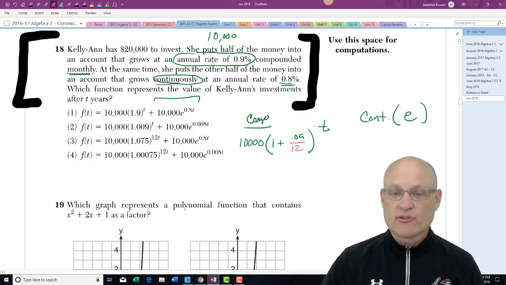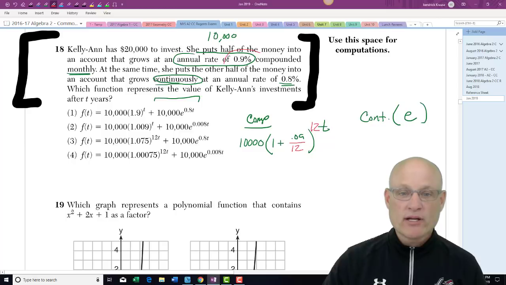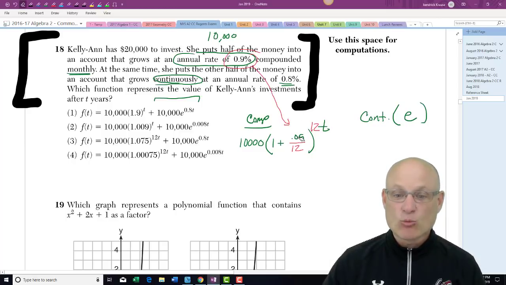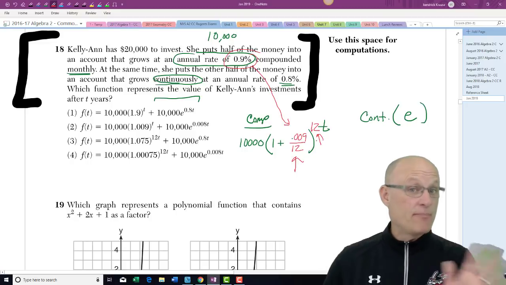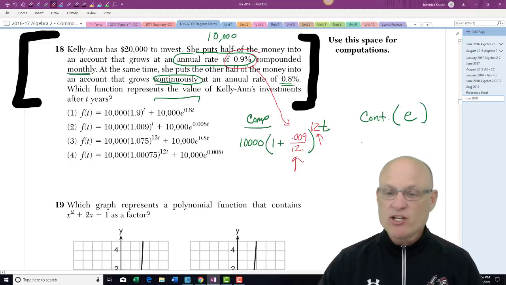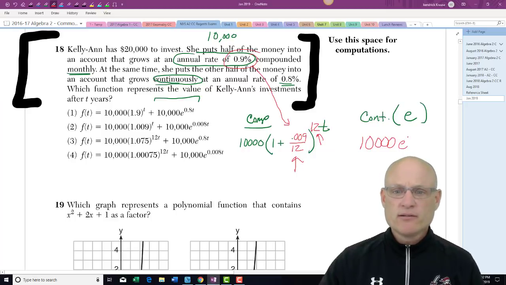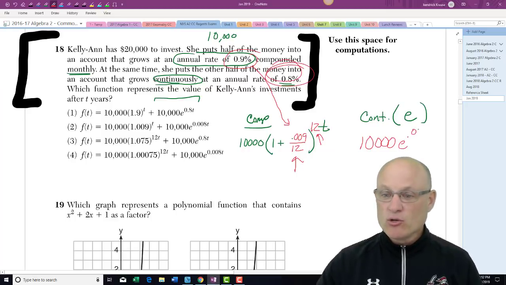Oh, I already made a mistake. Do you see how this is 0.09 and I changed it to 0.009? That was dumb. This is 0.009 divided by 12. But when you do it monthly, you've got to divide by 12. If this was quarterly, you divide by 4. The continuous part is the easy part. 10,000 e to the 0.08t. See how I converted it to decimal?